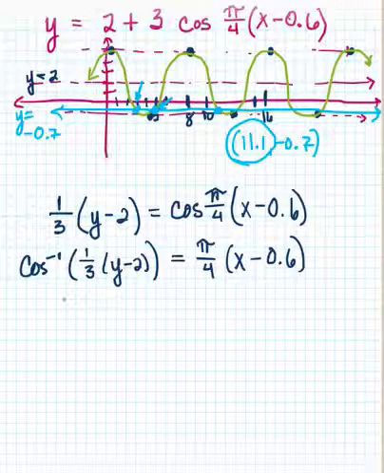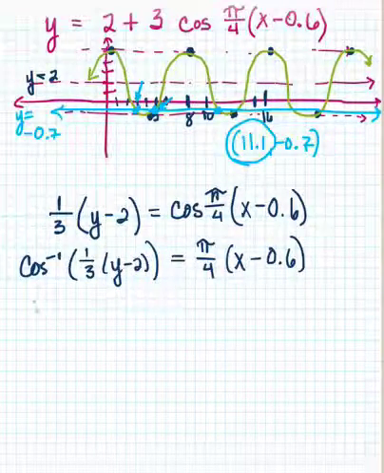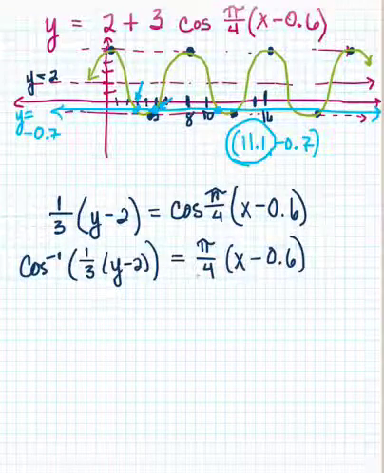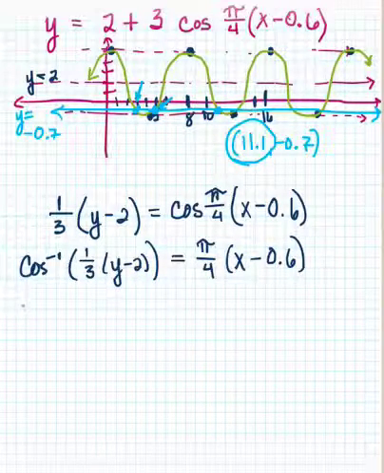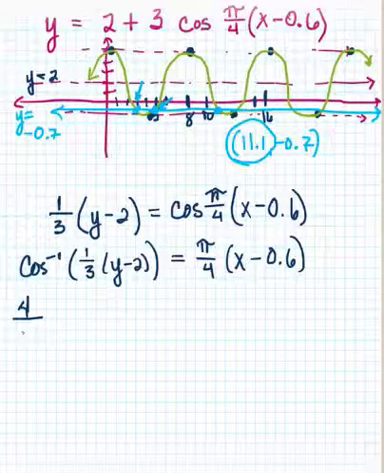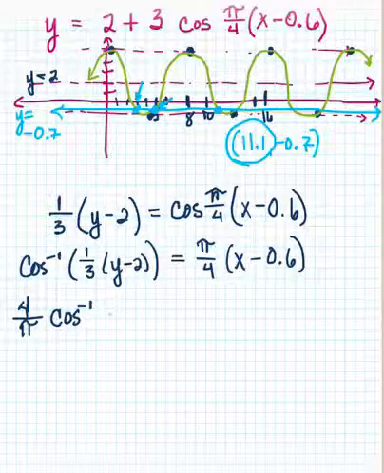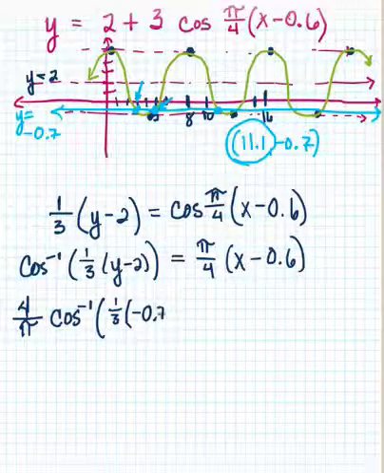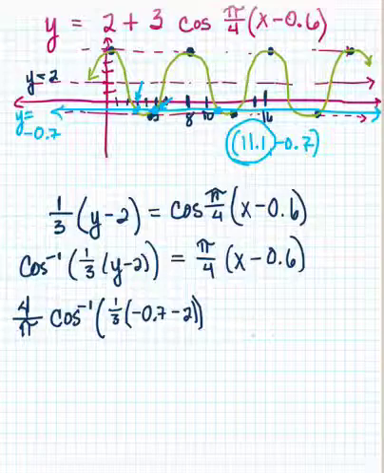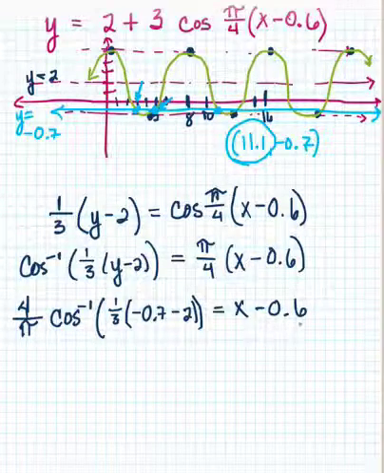And we know what y is. I mean, we want y to be negative 0.7. So I'll replace the y with that. And then I'm going to multiply everything by 4 over pi too. Can I do that? Why not? So I'll get 4 over pi times the cosine inverse of 1/3 times negative 0.7 minus 2. Do you see? Equals x minus 0.6. All right.